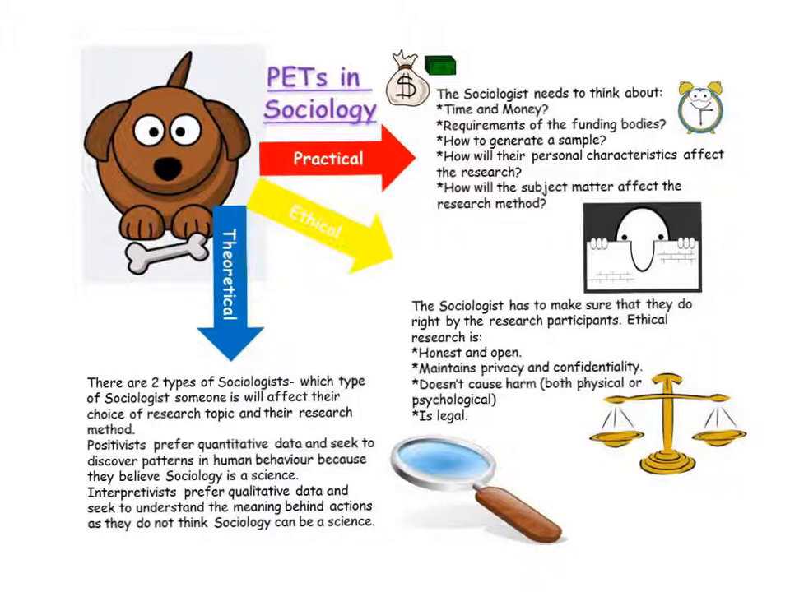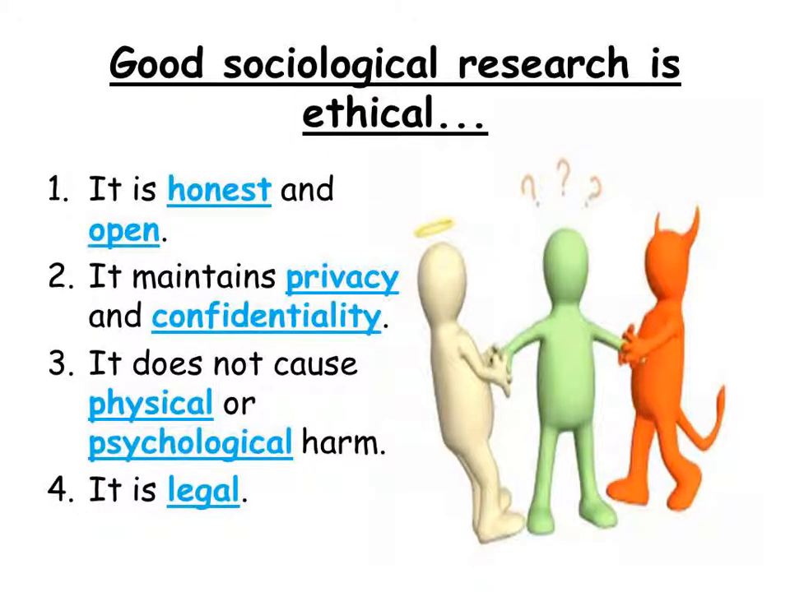Theoretical is about the type of sociologists that they are, and then also what research methods they will prefer as a consequence. So we'll take a little bit of a look now at the ethics of sociological research.